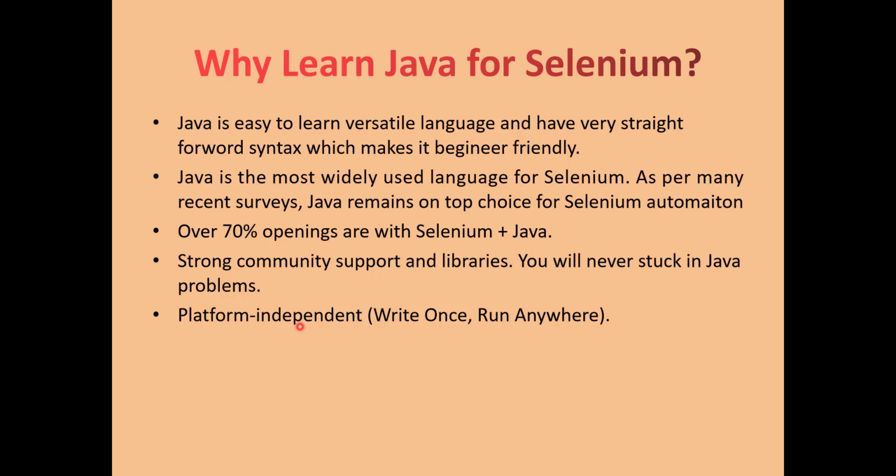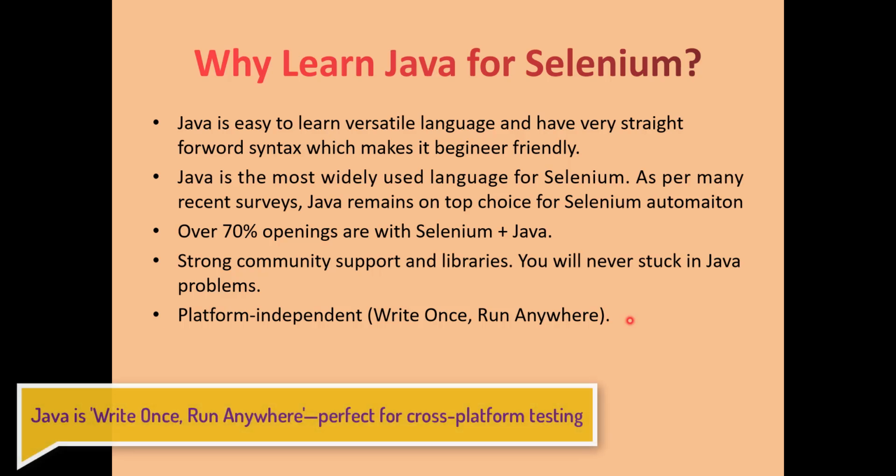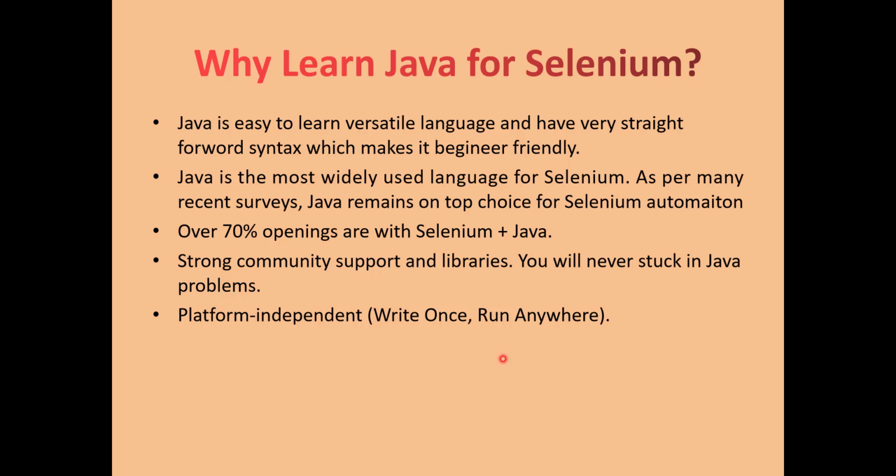So we must understand what exactly platform independent means. Write once and run anywhere. Once you write your Java program, we can execute that Java program on any machine with any operating system. That's why it is called platform independent. Any machine, any platform which has JVM on it, we will be able to run our Java program.